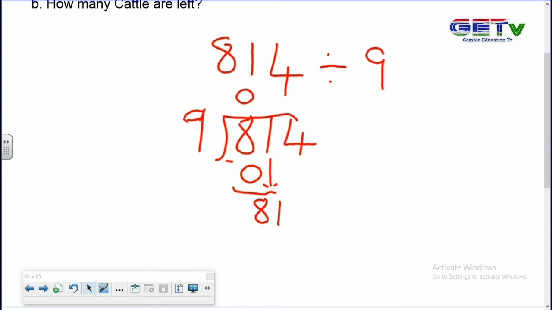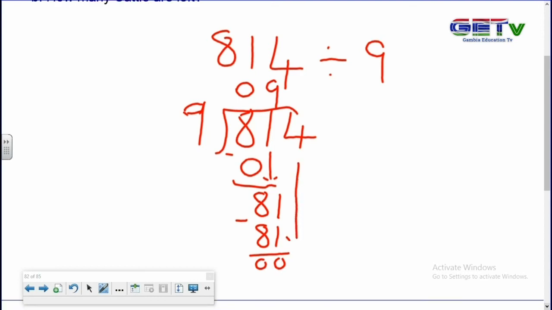81 divided by 9 is 9. 9 times 9 is 81. 81 minus 81, 0. We bring down our 4.